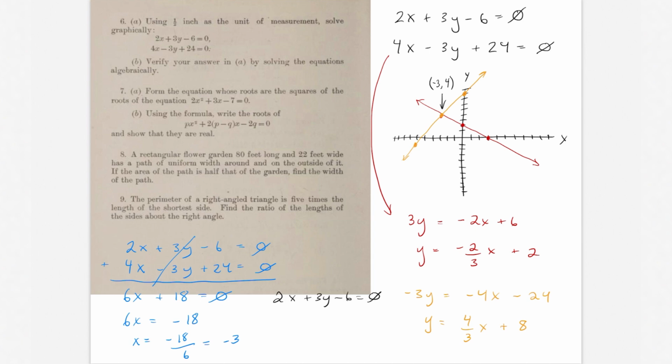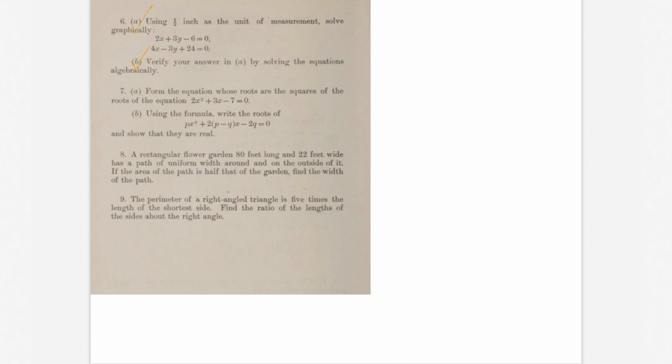Using that value of x, I just plug it back into one of the equations and solve for y, which you can see is 4. And since that matched the point of intersection that I found graphically, I would say that I did this question correctly. Now question number 7 totally stumped me. I've never seen a question like this.